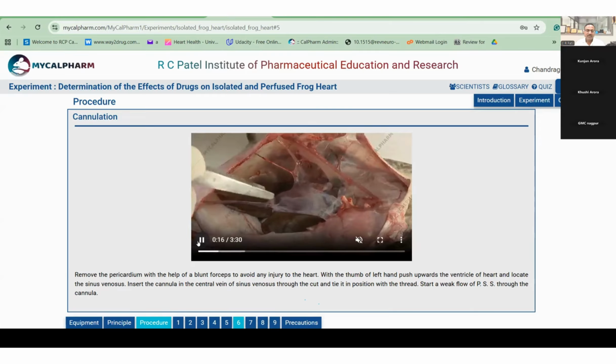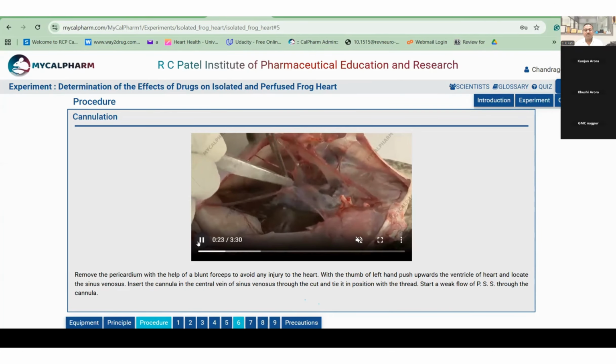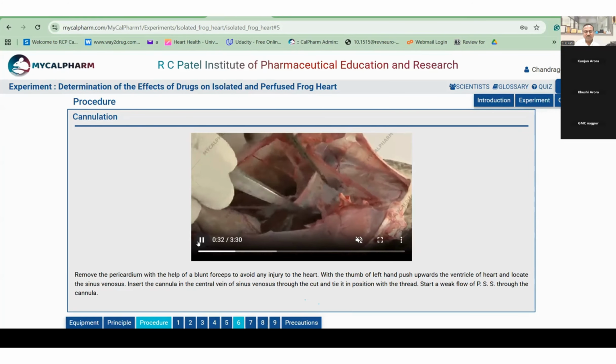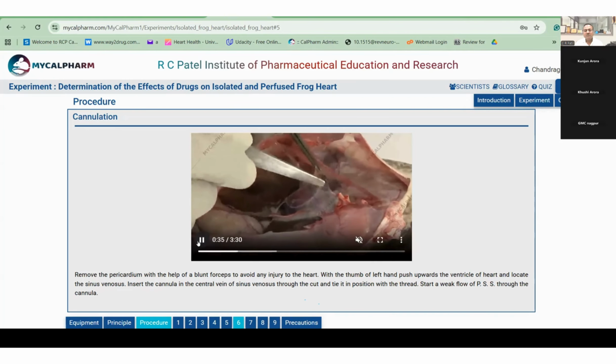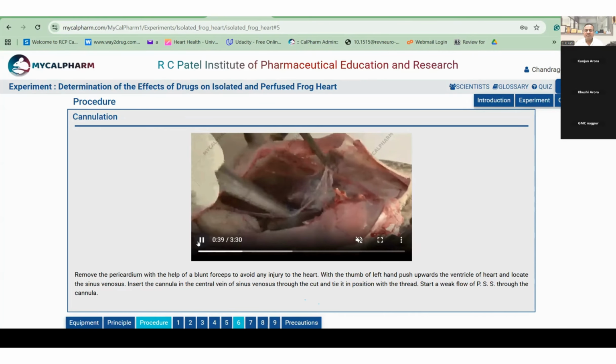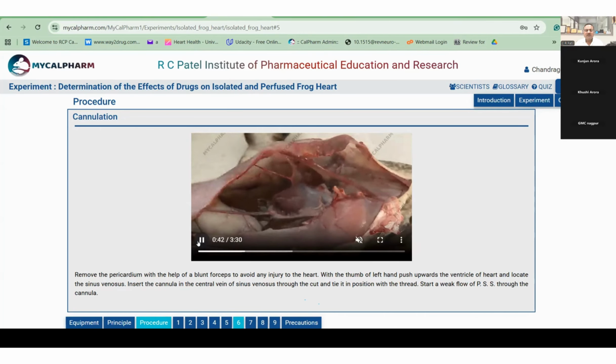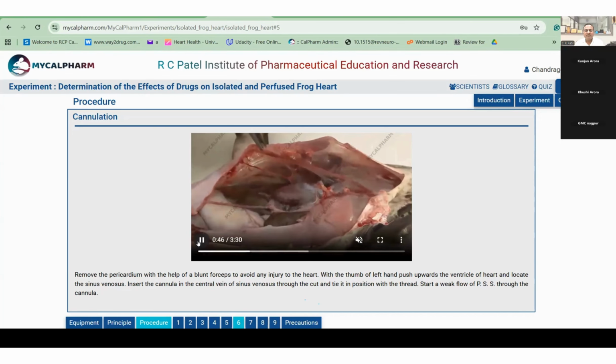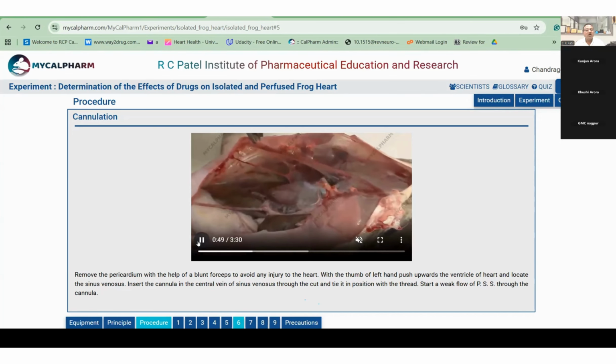Okay. Now, if you want to explain this to your students just with chalk and board or PPT, you cannot explain that. But if you have such a high definition video in front of you, where you will be telling your students what is meant by sinus venosus and how it is cannulated, then your students will understand it much better, and that will be retained in their memory because of this visual piece that you are providing to them. This is really the high definition recording of all the experiments which are there.